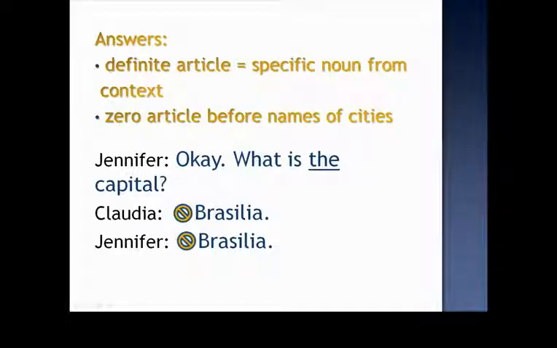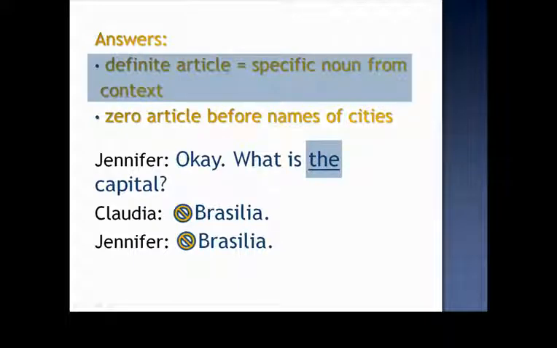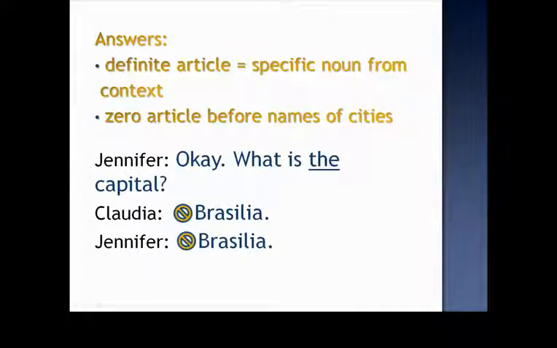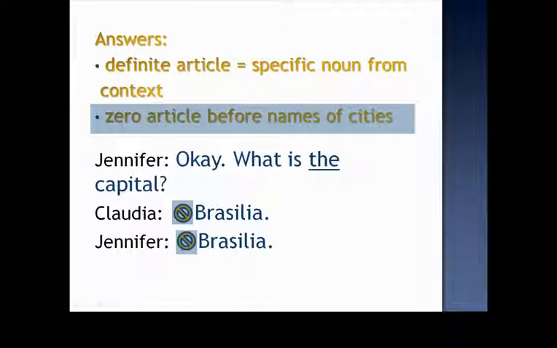You were correct if you chose the definite article before the word capital, because we know which capital we're talking about, the capital of Brazil. You were also correct if you chose the zero article before the name of the capital, Brasília.